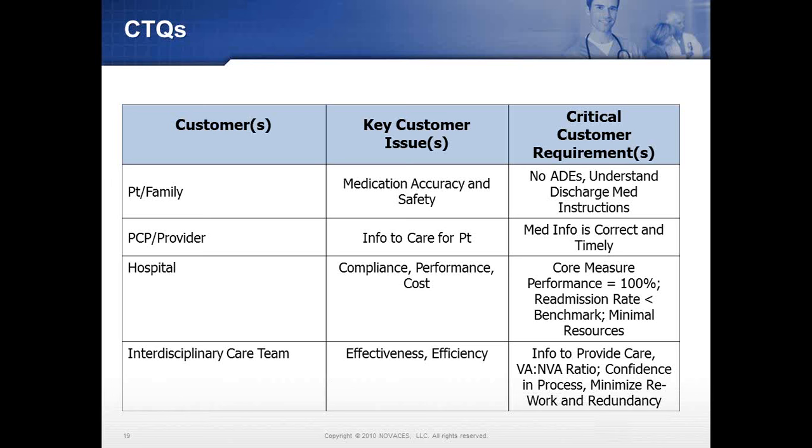The providers wanted medication information that is correct and there when they need it. The hospital wanted 100% in their core measure performance to reduce their readmission rate at a minimum of resources. And of course the interdisciplinary care team just wanted to take care of people. They wanted to do it as effectively and as efficiently as possible without all this redundancy and rework.